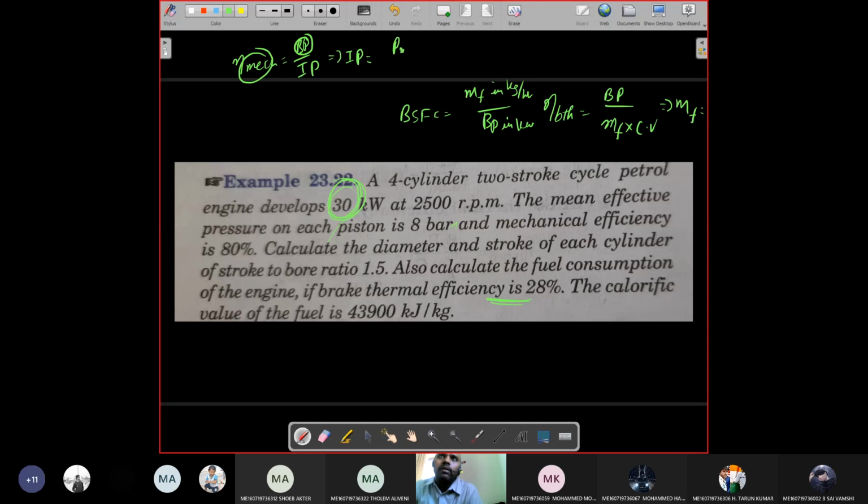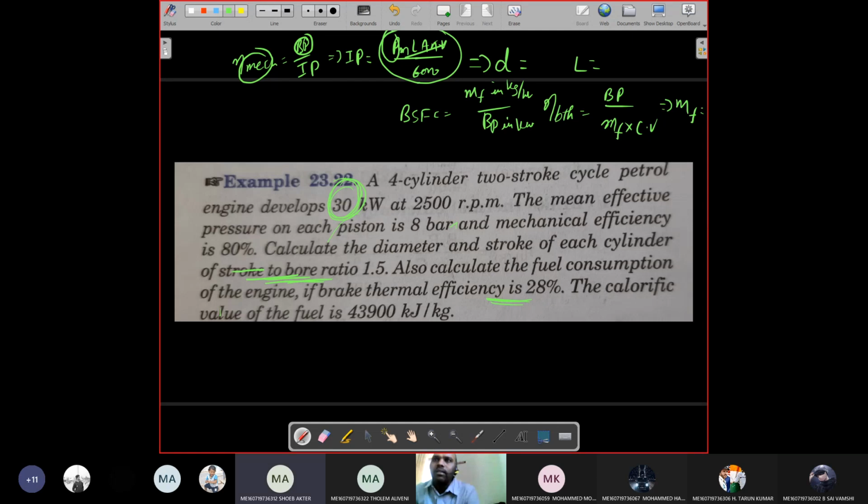IP is equal to PM into L into A into N into K divided by 60,000. In this, PM is known, L and A we don't know, but the relation is given. You can see the stroke to bore ratio, L by D, is given. So we can write L in terms of D. Therefore the only unknown here is D. Once you know D, you will get the L value.